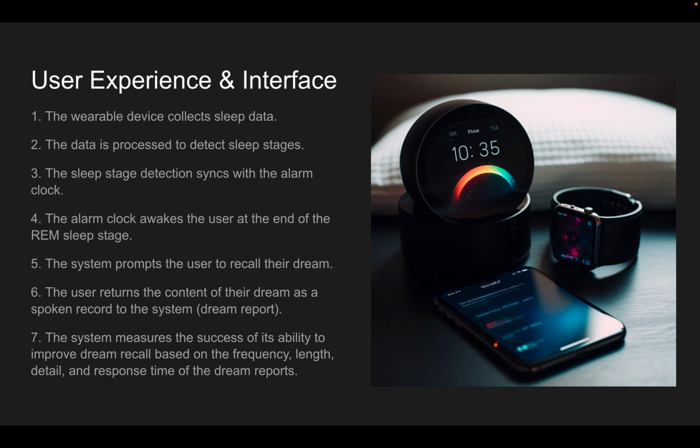But the flow here is that you wear a device while you're sleeping. It collects the data and maps them to sleep stages. And then there's a detection sync that happens with your alarm clock, such that the alarm clock wakes you up at the end of REM or whenever you're most likely to remember your dreams, since this system can update its ability to make that prediction. And then the system prompts the user to recall the dream upon waking. When the user records that content spoken to the system, there's then a measurement of the success of the system's ability to improve dream recall that's based on factors like frequency, length, detail, and response time of the dream reports.